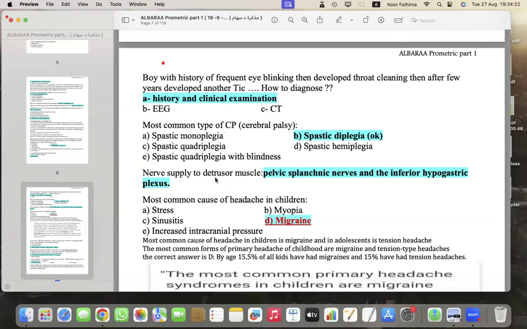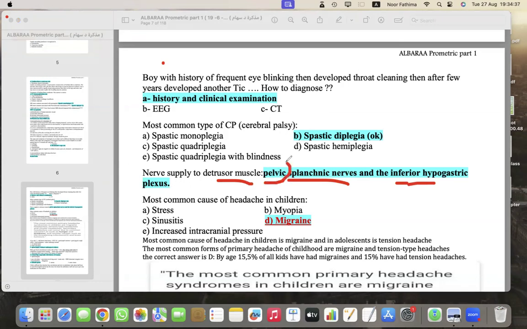So we should remember that the nerve supply of the detrusor muscle is the pelvic splanchnic nerves, which are the parasympathetic supply, and the inferior hypogastric nerve, which is the sympathetic supply. So we can remember P for P: pelvic splanchnic is for parasympathetic supply.